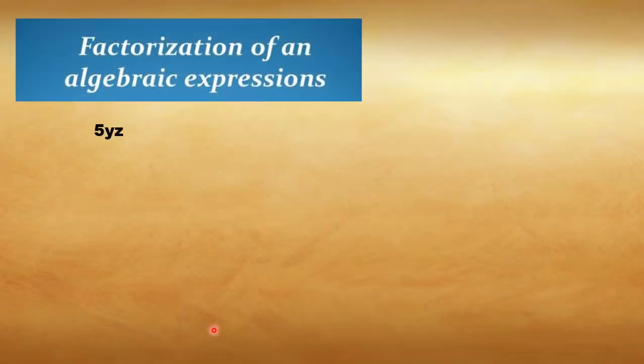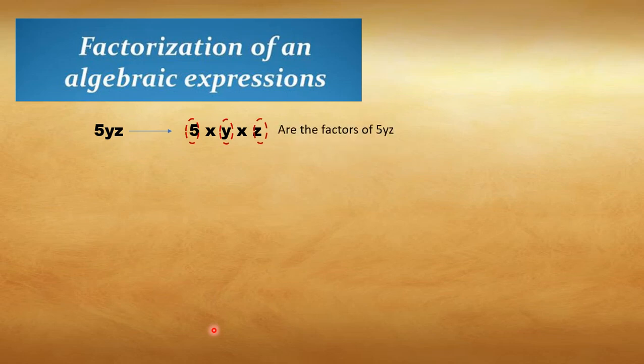So here 5yz is an algebraic expression. It can be written as 5 into y into z, where 5, y and z, all these three, are the factors of 5yz. Now the question arises, why are we saying 5, y and z are the factors? Let us consider an example for this.